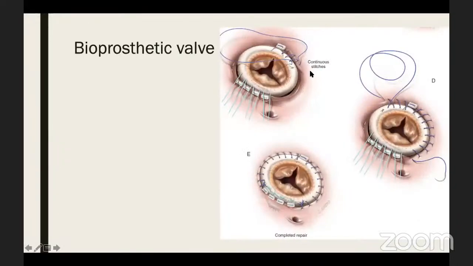Here showing us the way of implanting a bioprosthetic valve. Similar technique. I think it can be done in the similar interrupted pledgeted suture techniques, but in this textbook source, they had this picture where part of it was done in the continuous technique, and then the area of the conduction, they used interrupted sutures.